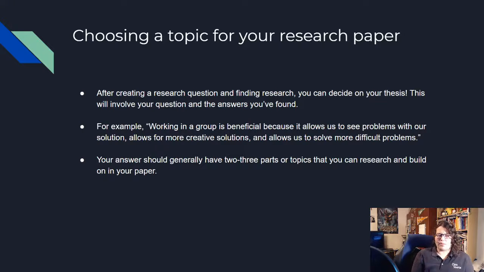For example, for the previous one, working in a group is beneficial because it allows us to see problems with our solution, allows for more creative solutions, and allows us to solve more difficult problems. This one right here gives us 3 specific areas to look into. How does working in groups allow us to see problems with solutions? How does working in groups allow for more creative solutions? And how does working in groups allow us to solve more difficult problems?